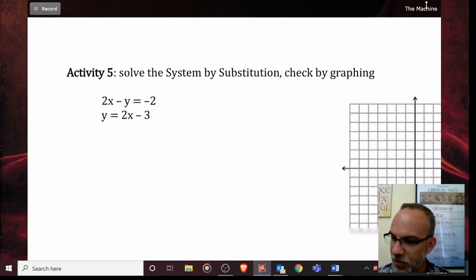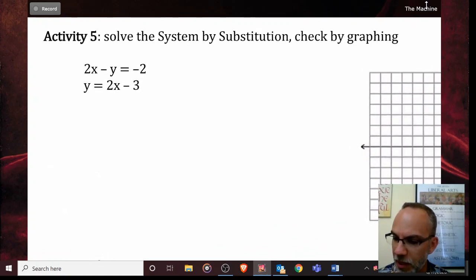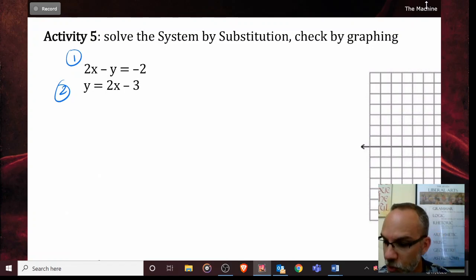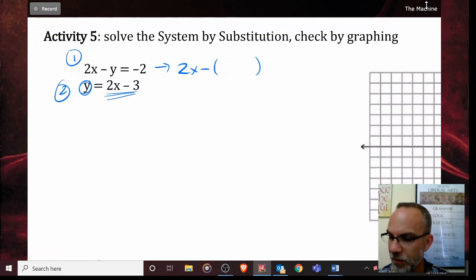Solve the system by substitution, check by graphing. Okay, I'm going to call this equation number 1 and this equation number 2. And look, equation number 2 is already solved for y. It's y is 2x minus 3. I don't even have to do any algebra with that one. So let me just come straight across and substitute. I'm going to replace y with the expression. So it's 2x minus the y that I'm going to get from down below equals negative 2. And I'll take this 2x minus 3 and plug it in right there. 2x minus 3.